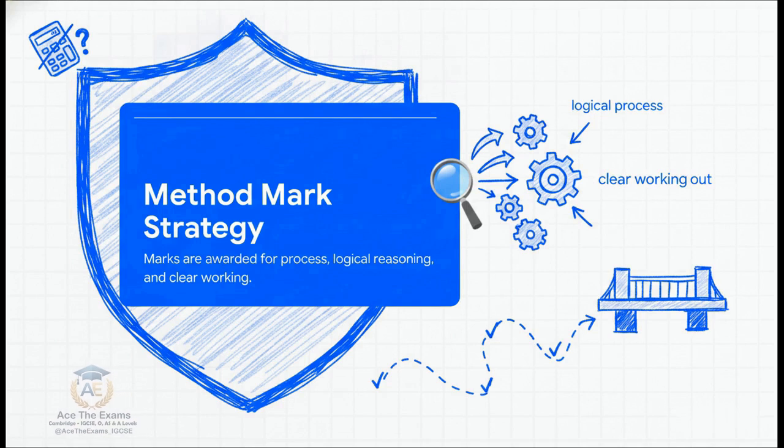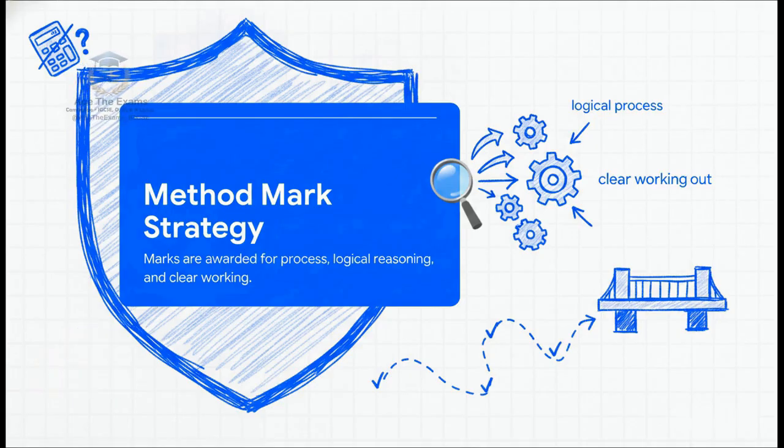Okay, back to the strategy. What is absolutely fascinating here is the method mark strategy. Think of this as your ultimate corporate safety net. In the real world, and definitely in Cambridge mathematics under intense time pressure, sometimes a minor calculation error just happens. You drop a negative sign or you mess up a basic multiplication.